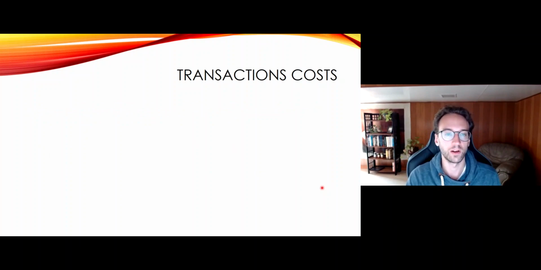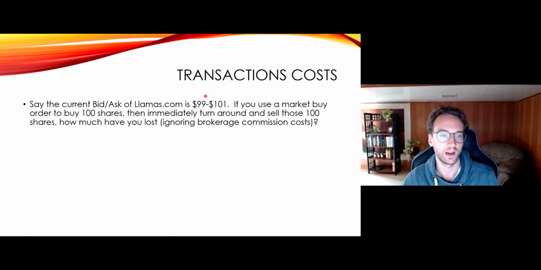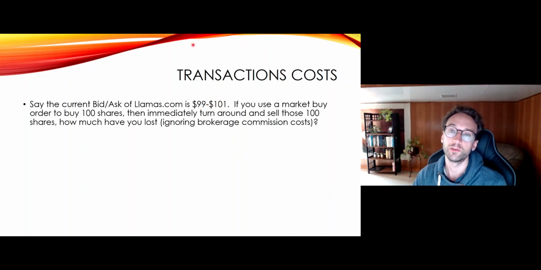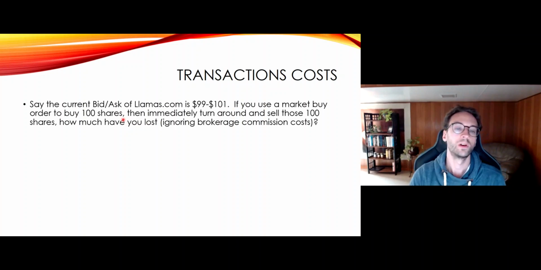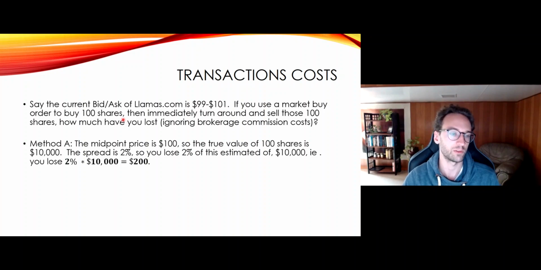Okay, let's look at this example further. So same thing, the bid-ask spread of llamas.com is 99 to 101. Let's say you use a market buy and buy 100 shares, and then immediately you turn around and sell 100 shares as well. How much have you lost? And ignore broker commissions for now. It's easy to add them in if they're half a cent per share or $7 a trade. You just add that onto this. But for now, let's ignore it. Keep it simple as we can.